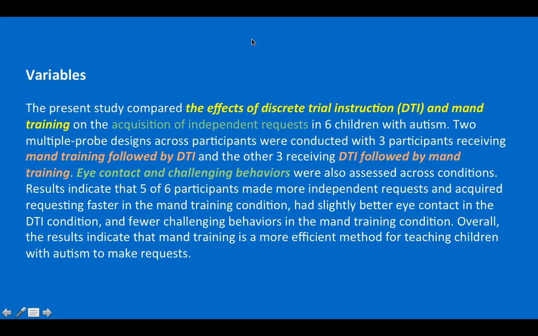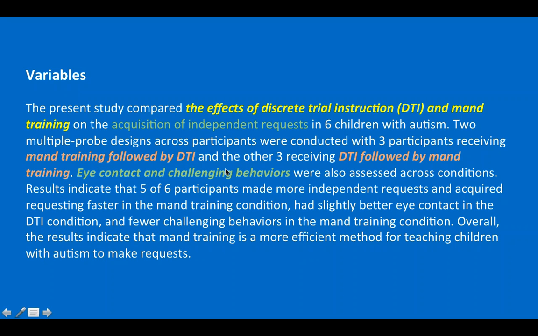So I highlight this in yellow because really, if we're looking at our independent variables, we're looking at discrete trial instruction and MAN training. But I also highlighted this in orange just to highlight what we're really looking at. So our independent variables are discrete trial instruction and MAN training, but specifically they're looking at the order of which is done first.